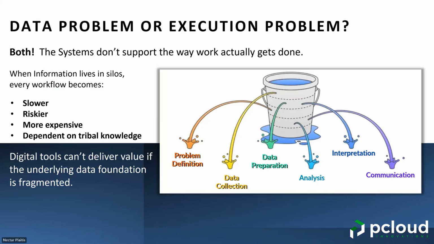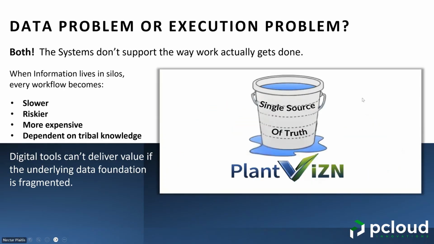Next. So is it really a data problem or an execution problem? I think it's both. The systems don't support the way work actually gets done, and that's the acceptance problem. When information lives in silos, the workflow becomes slower, riskier, more expensive, and dependent on tribal information. You can see the bucket of water with the data flowing out, but it's not staying contained in one single place. Digital tools can't deliver value if the underlying data foundation is fragmented. So what Plant Vision provides is a single source of truth.